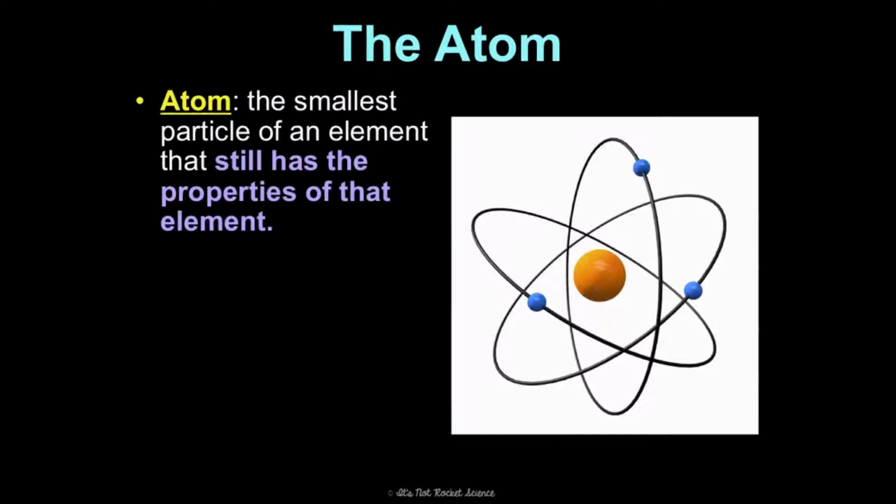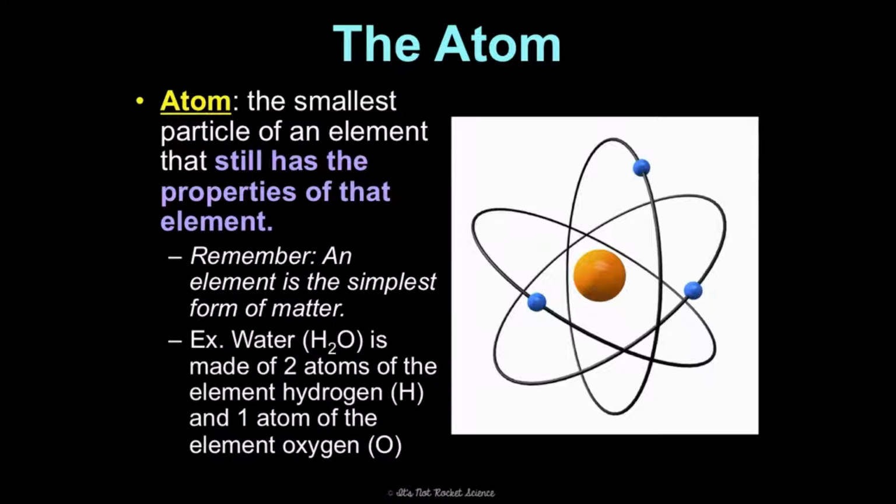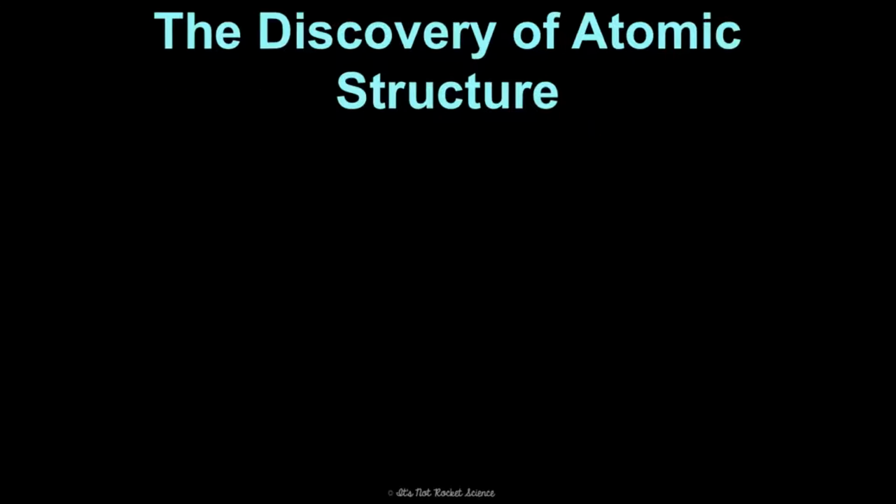So first, let's talk about what an atom is. An atom is the smallest particle of an element that still has the properties of that element. Remember from our last unit that an element is the simplest form of matter. I think a way to understand this best is through an example. So think about a compound like water, which is H2O. It is made of 2 atoms of the element hydrogen and 1 atom of the element oxygen. So that's how we use this language of atom and element together.